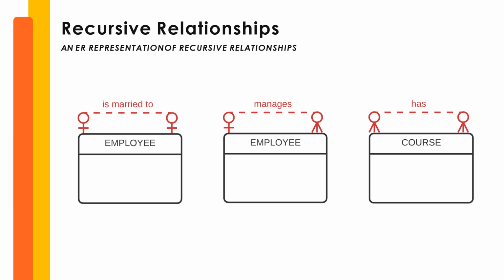The following are some examples of the entity relationship representation of the recursive relationships. The first one, if you are going to capture the marriage of employees to other employees. Second one, if you would like to capture the relationship of the managers. And last one, if you would like to capture the courses that are generated for multiple courses, so we have a many-to-many relationship to them.